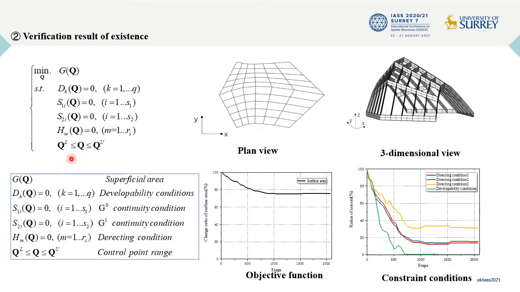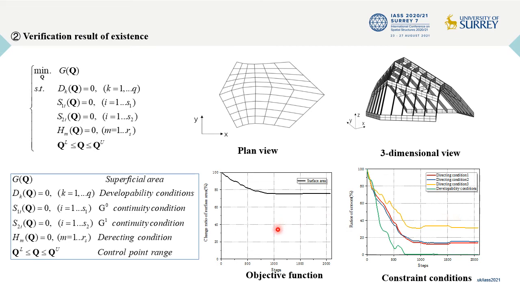In order to verify the existence of a developable surface in the initial shape, we first use the surface area as the objective function and use this formula for optimization. The results show that the initial shape has a developable surface. This is because the developability condition and the directrix condition are satisfied.